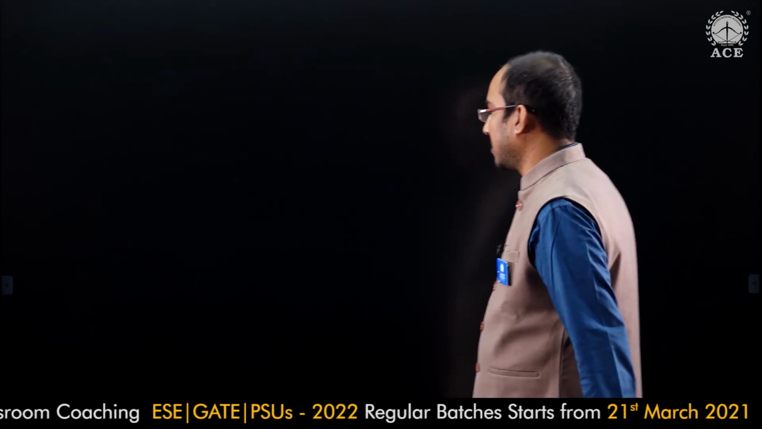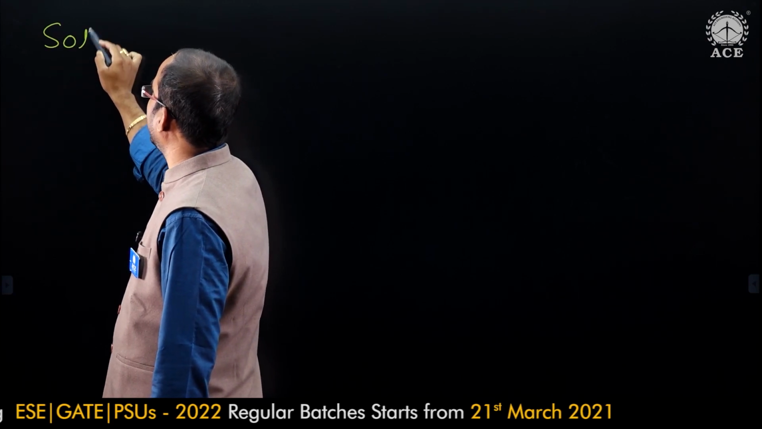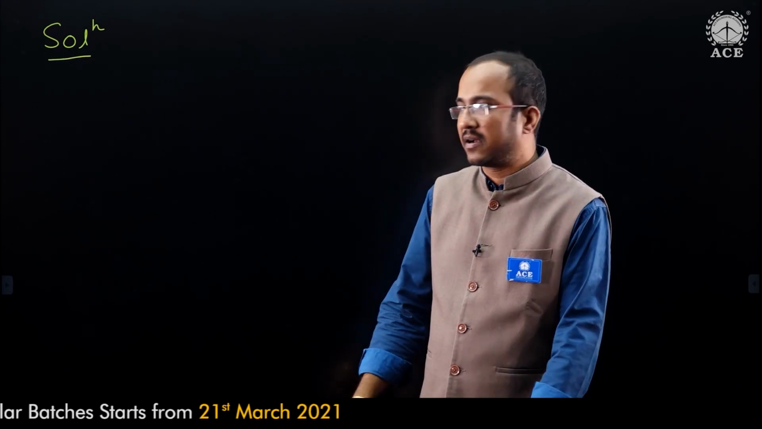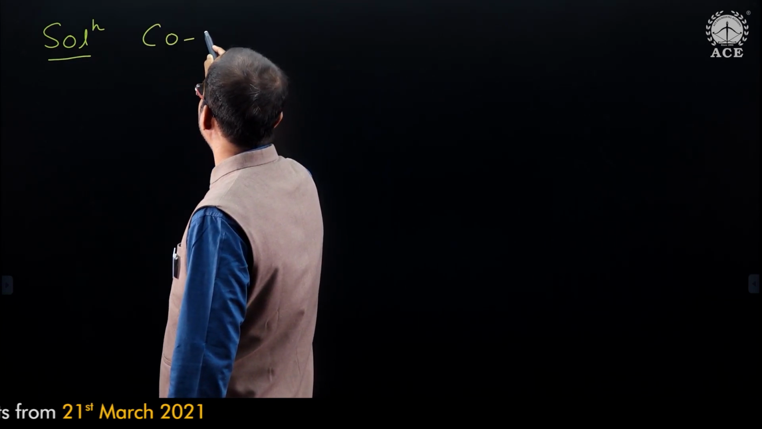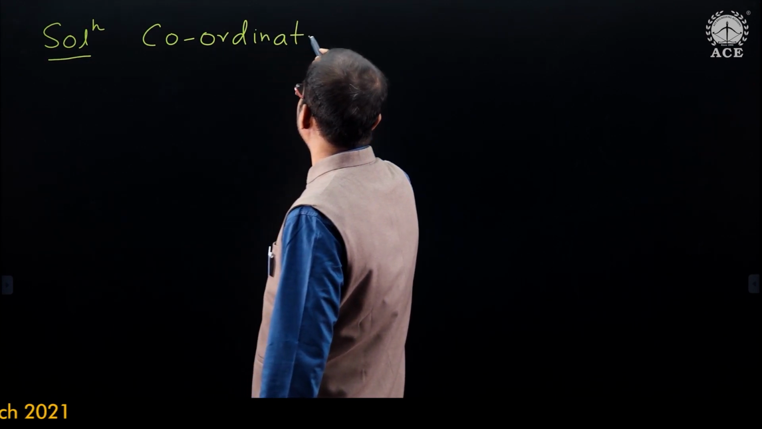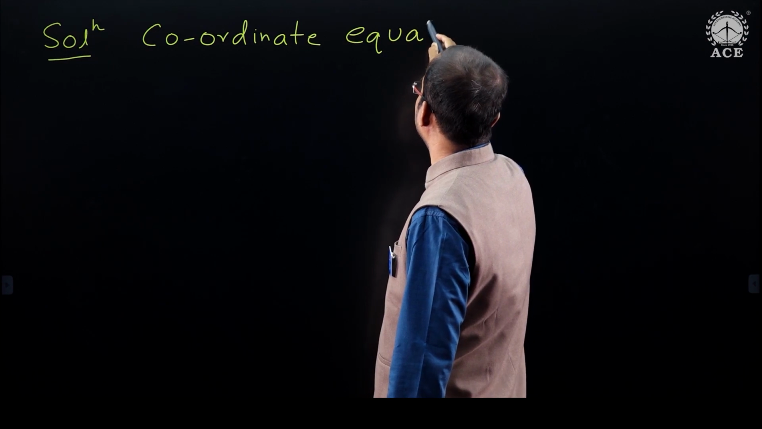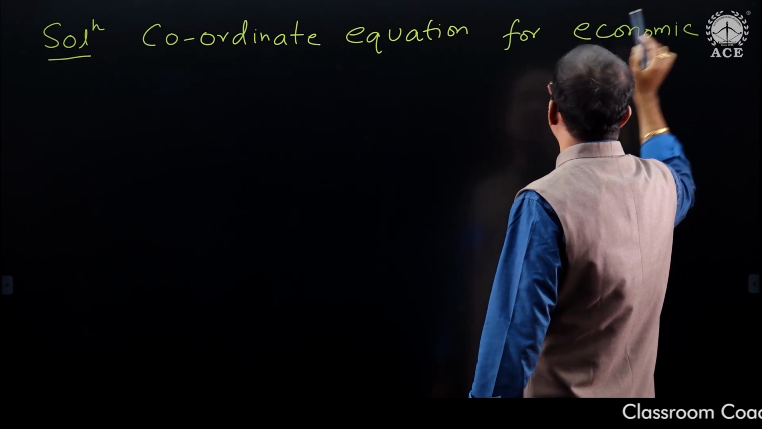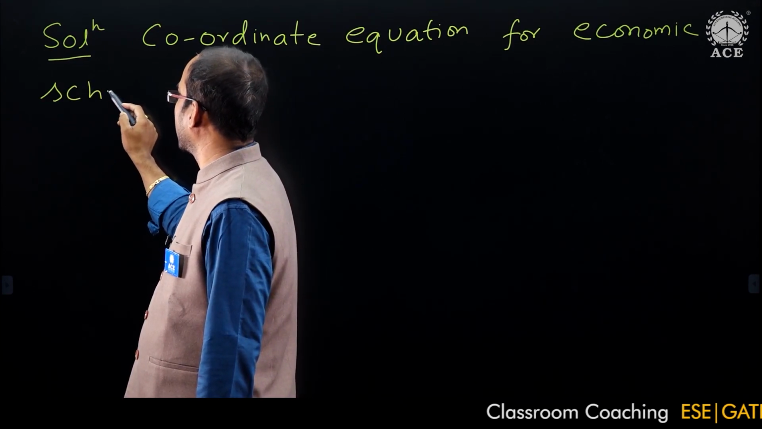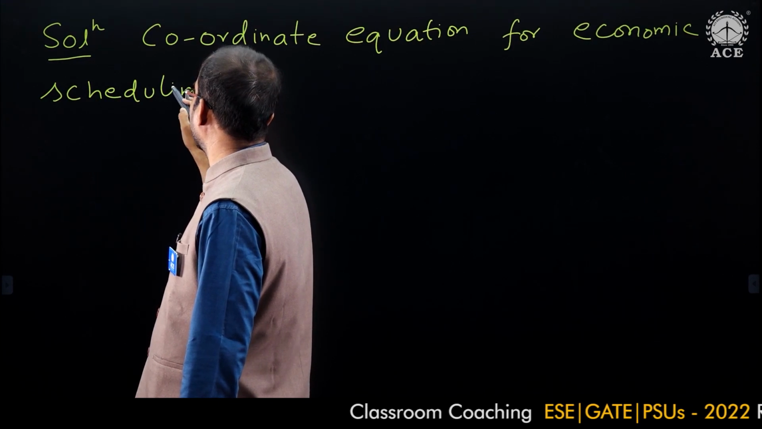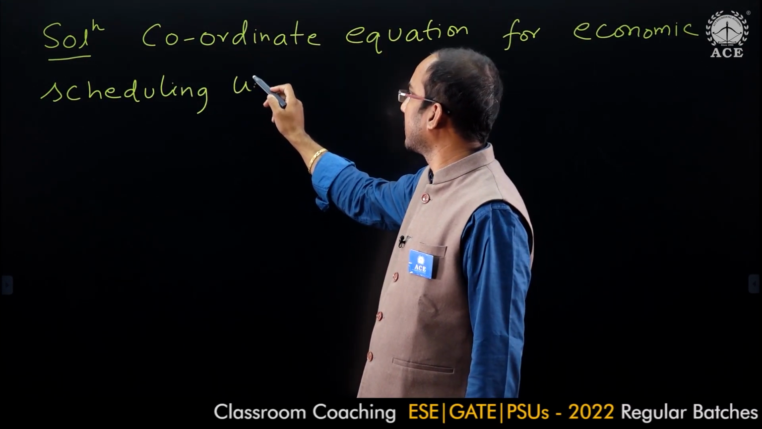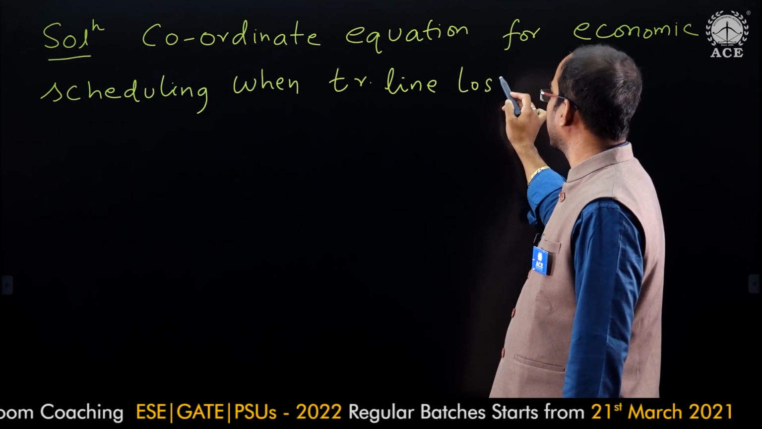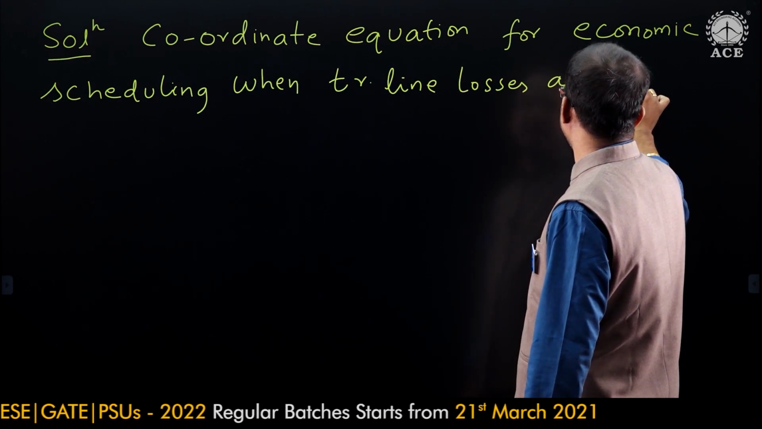So first, let us try to write the coordination equation for economic scheduling when the transmission line losses are neglected.